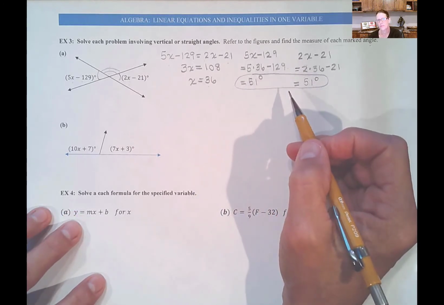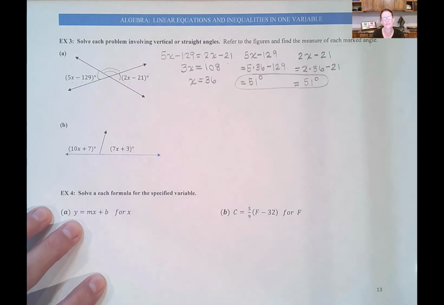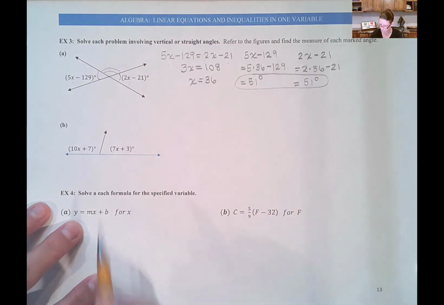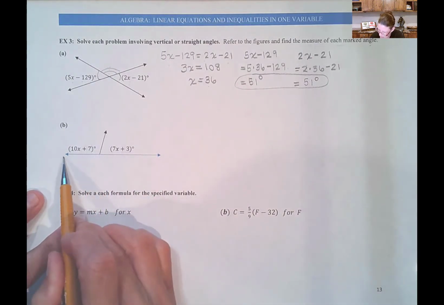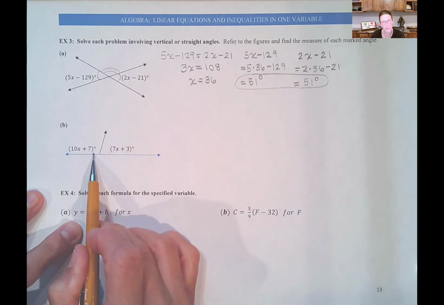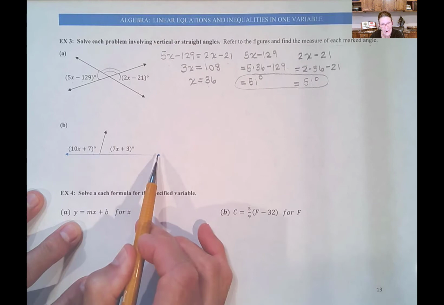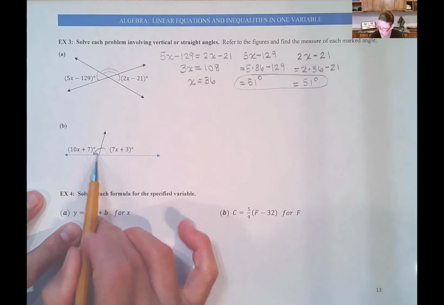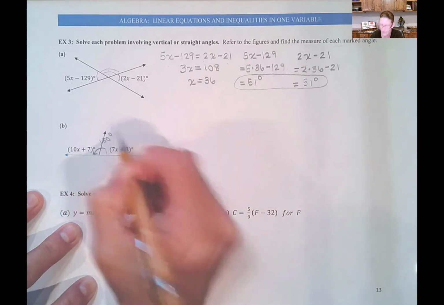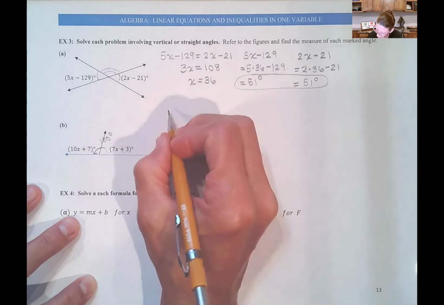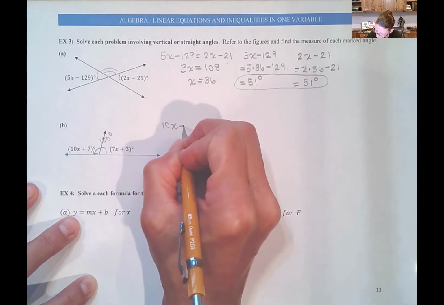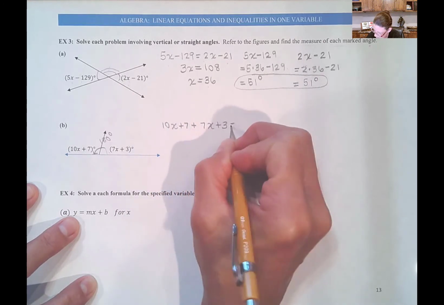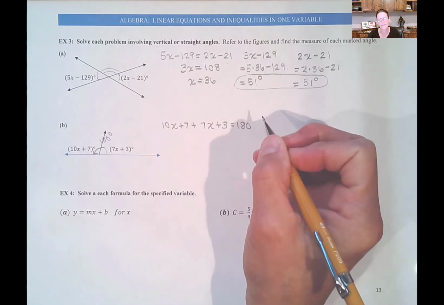And we don't need to check this because it's checking itself. We know that vertical angles have equal measure. And notice they do have equal measure. They're both 51 degrees. Now in figure B, we've got a couple of expressions representing angles that are supplementary. They form a straight angle, or a straight line. And so we know that in a straight angle or straight line, there's 180 degrees. And so as we add these measures, 10x plus 7 to 7x plus 3, we will obtain 180 degrees.